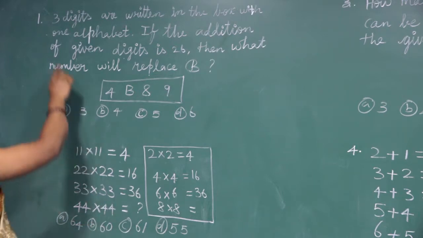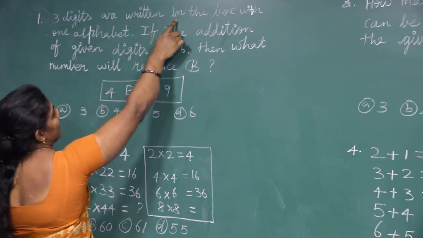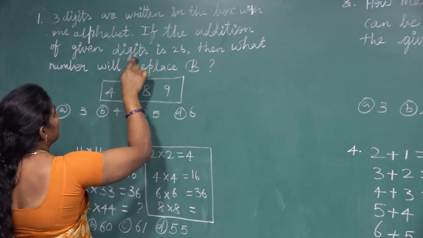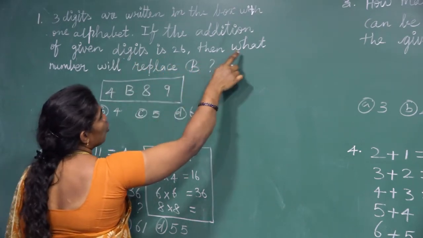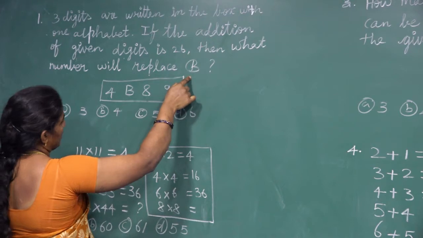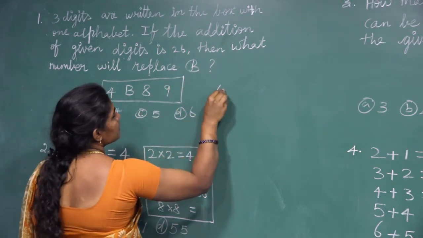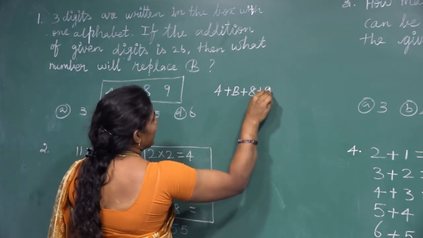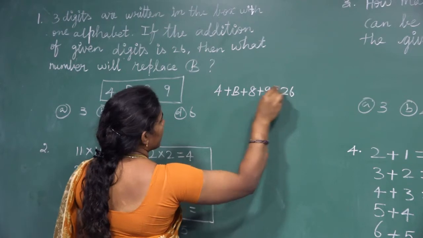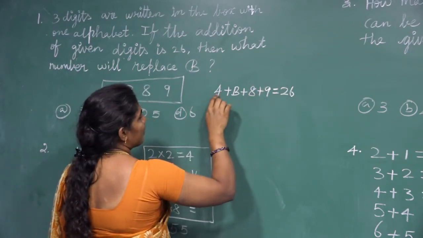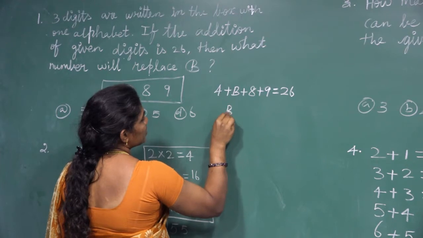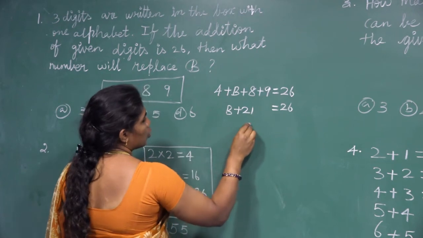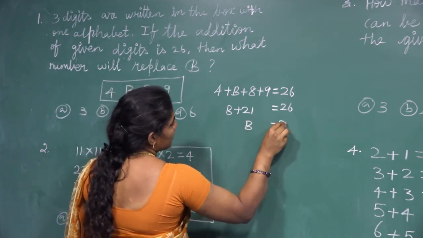See the first question. Three digits are written in the box with one alphabet. If the addition of the given digits is 26, then what number will replace B? Listen here. 4 plus B plus 8 plus 9 equals 26. See here, 8 plus 9 is 17. 17 plus 4 is 21. So B plus 21 equals 26.